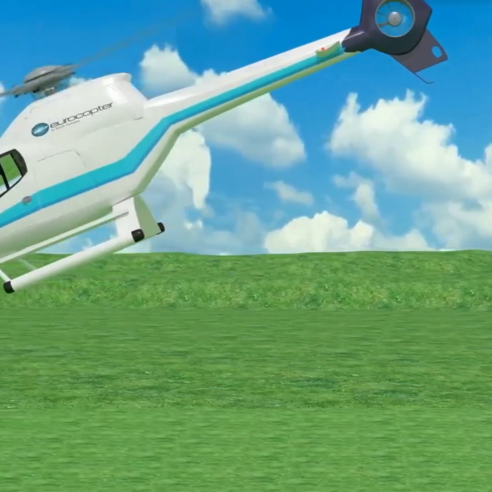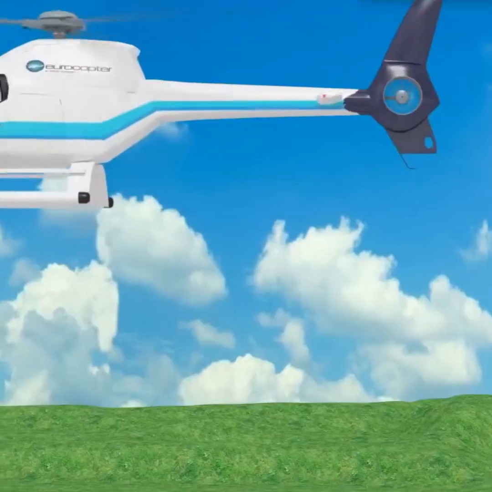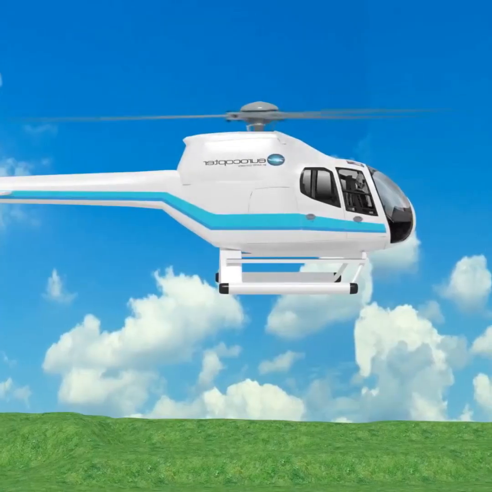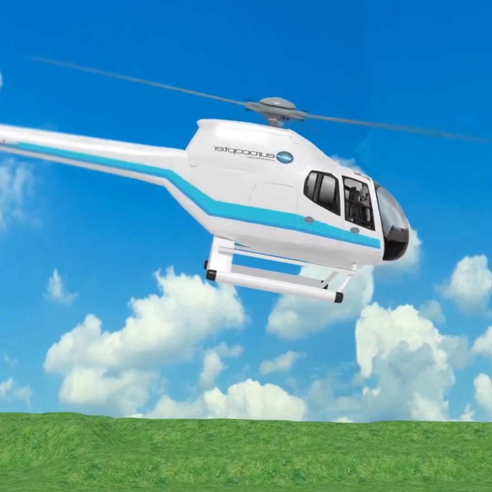How does it fly forward? How does it fly backward? How does it fly sideways? Or how does it rotate? The answer is simple. Tilt the helicopter in the direction you want to go and fly.